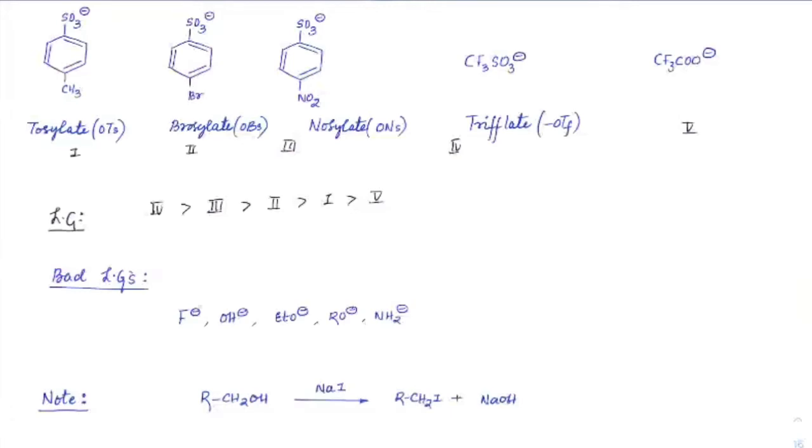Let us check this. If you take RCH2OH, an alcohol, and react with NaI, I'm expecting RCH2I and NaOH to form, which means I'm expecting that I minus will attack this RCH2, and OH minus will come out as a leaving group. But this reaction doesn't happen because OH minus is a very bad leaving group. But alcohol is a very important source for substitution reactions. So how do we improvise this reaction?